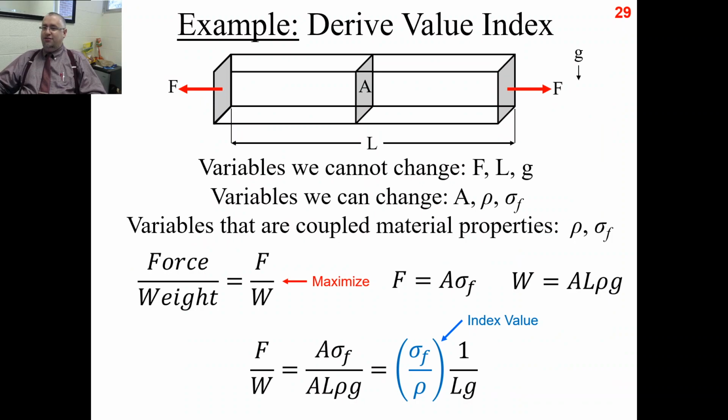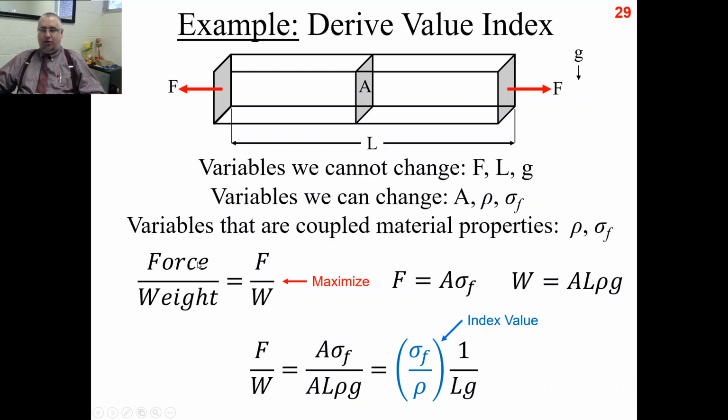Okay, so let's make this member as light as we possibly can. So the way to do that is, again, I'm interested in the force and the weight, so I'm going to just make a ratio of those two applications. With, in this case, force in the numerator, weight in the denominator, and it doesn't matter what order I put those in. I could flip this around if I wanted to.